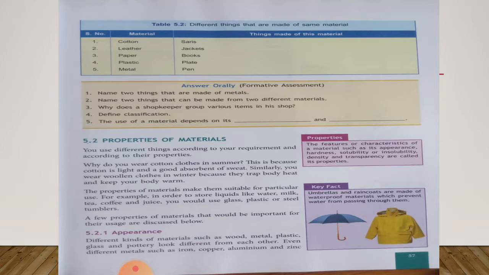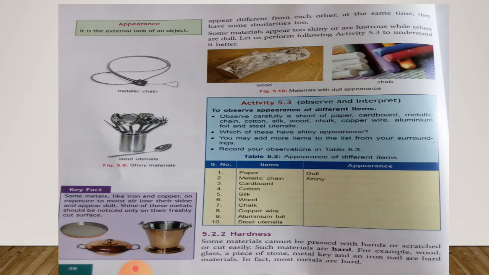We were reading properties of materials. So in this class, we have completed appearance. Now in this class, we are going to read activity 5.3. So students, open page number 58 in your science book and keep a pencil with you to underline hard words.